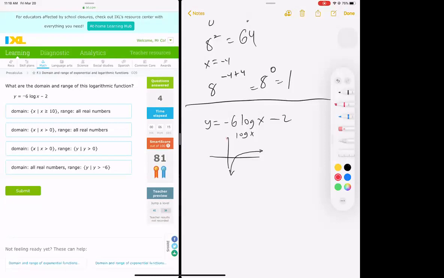Does anything happen here for a log? Can I take the log of 0? Is log of 0 even a thing? Can I plug in 0?